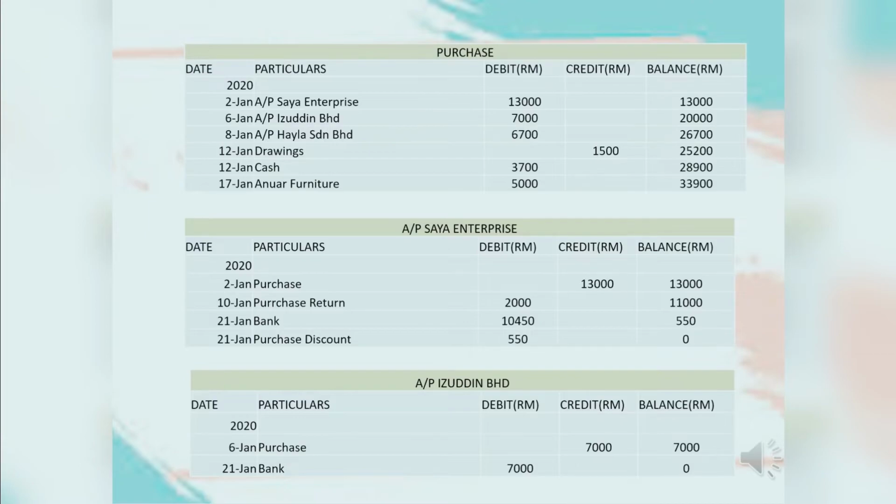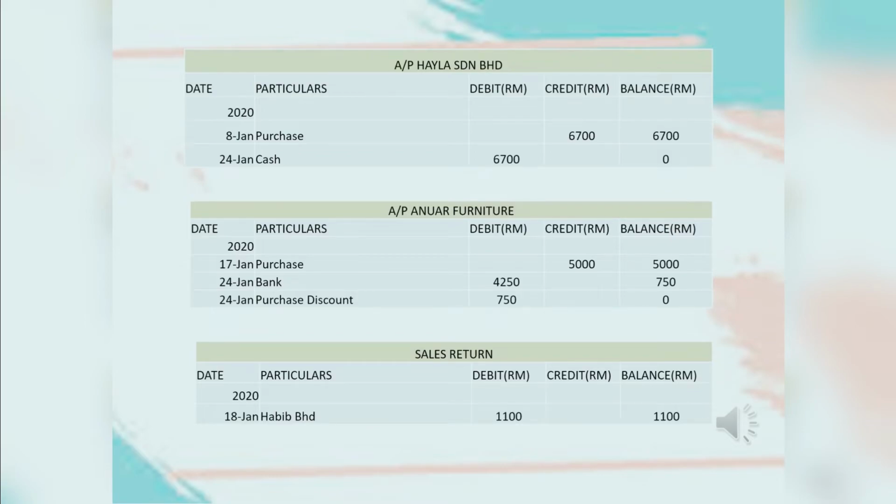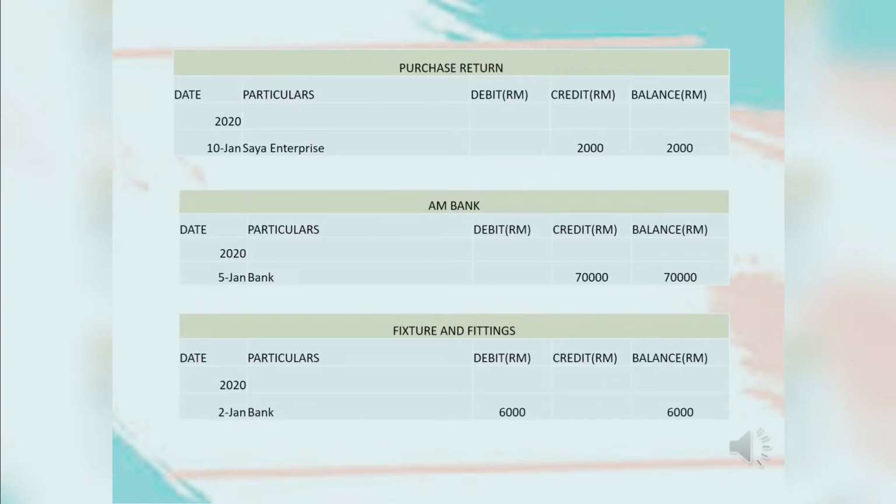Purchase account belongs to debit. Account payable Saya Enterprise belongs to credit. Account payable Izzuddin Berhad belongs to credit. Account payable Hela Sediam Berhad belongs to credit. Account payable Atma Furniture belongs to credit. Sales return account belongs to debit. Purchase return account belongs to credit.